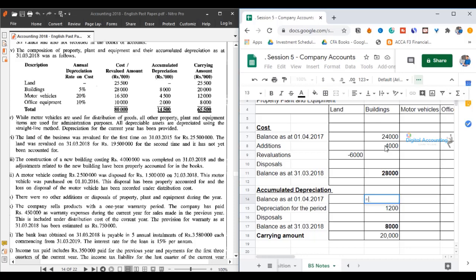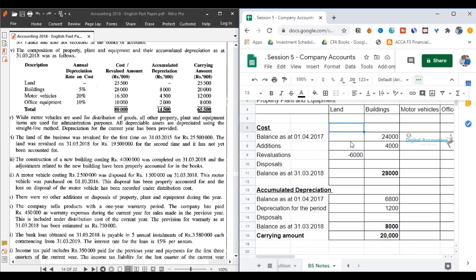So we can find the opening balance of the accumulated depreciation from the closing balance. We need to take away the depreciation for the period. So from that 8,000 we need to take away 1,200. So 6,800 is the opening balance. So 28,000 take away 8,000, now the 20,000 carrying amount is tallying. So that is also tallying with the buildings here, the carrying amount.